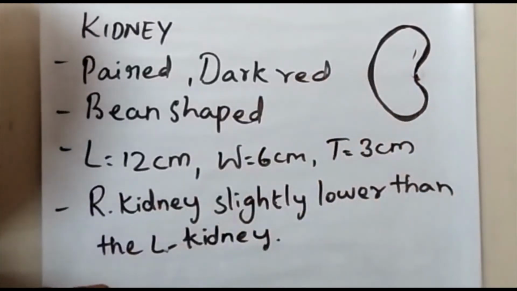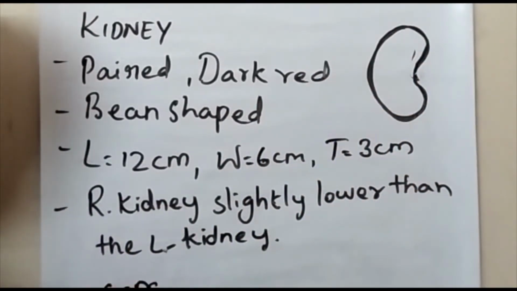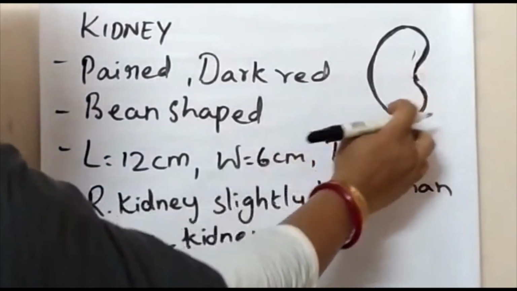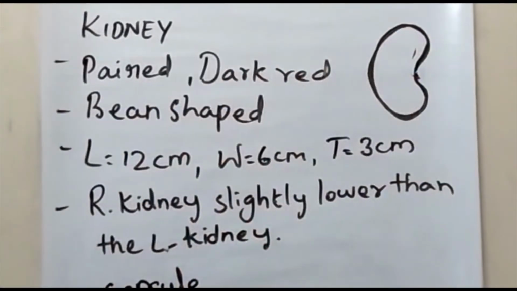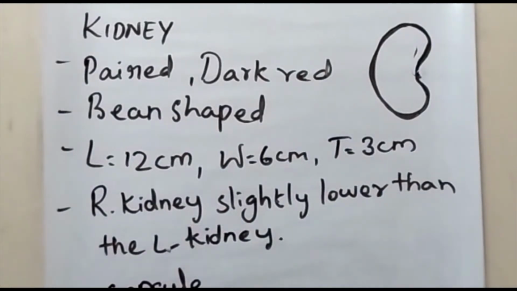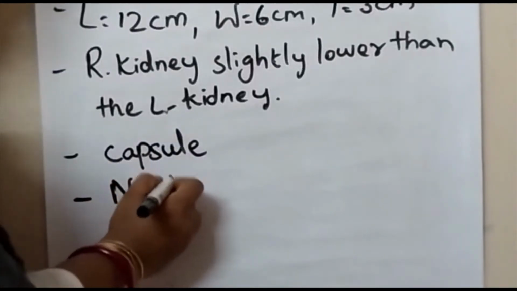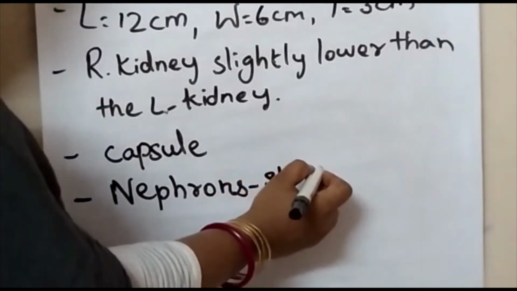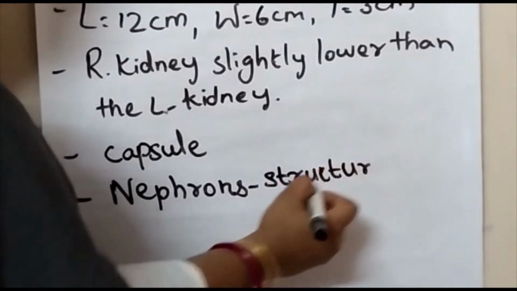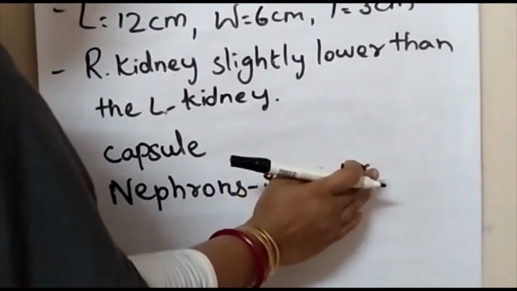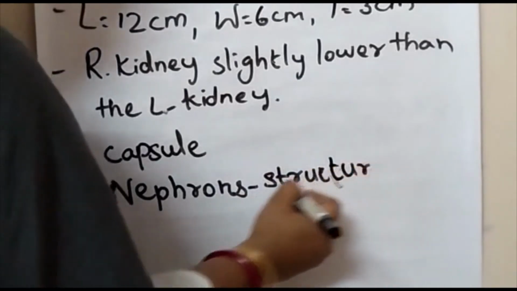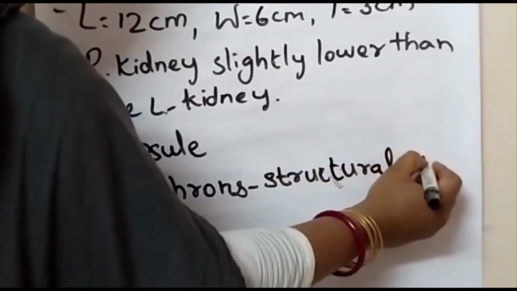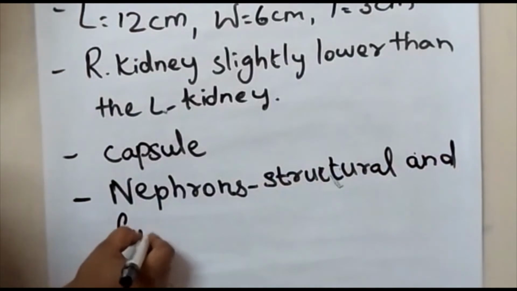That is called the capsule. Each kidney is covered by a fibrous membrane called capsule. Okay, children. So the nephron is the structural and functional unit of kidneys.